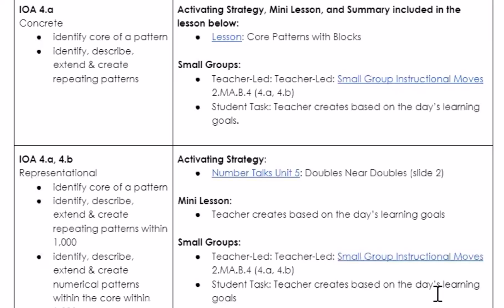You will notice that the pacing begins this part of the quarter with IOA 4A. One of the new ideas in this standard is identifying the core of the pattern.